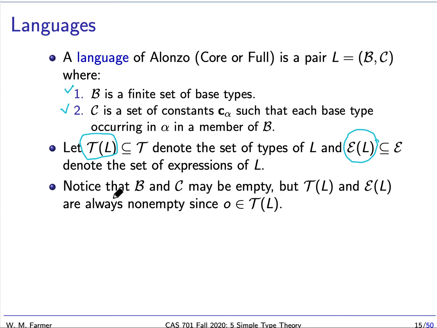And one thing to notice is that both script B and script C may be empty, but the types and expressions we have will not be empty, and that's because omicron is a type. So omicron is a type of every language.